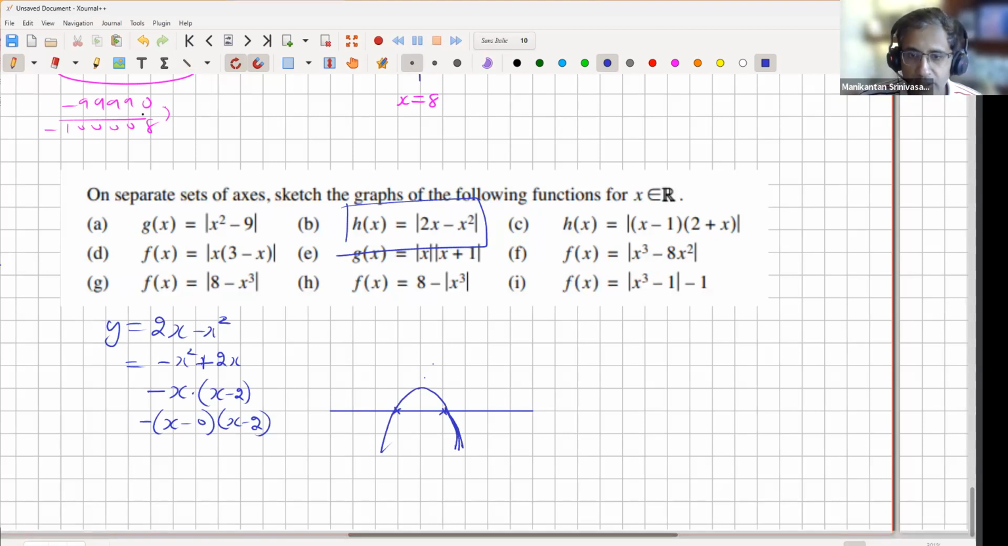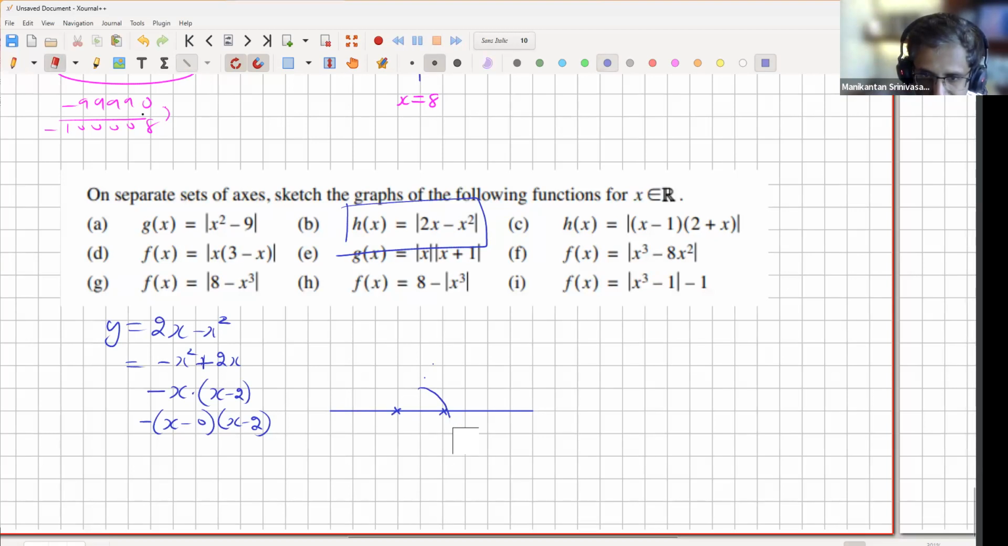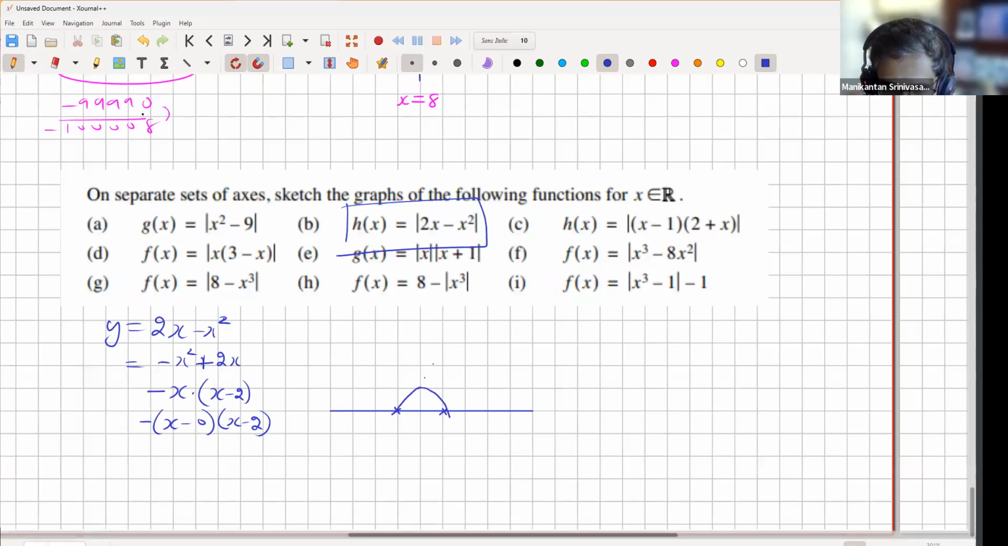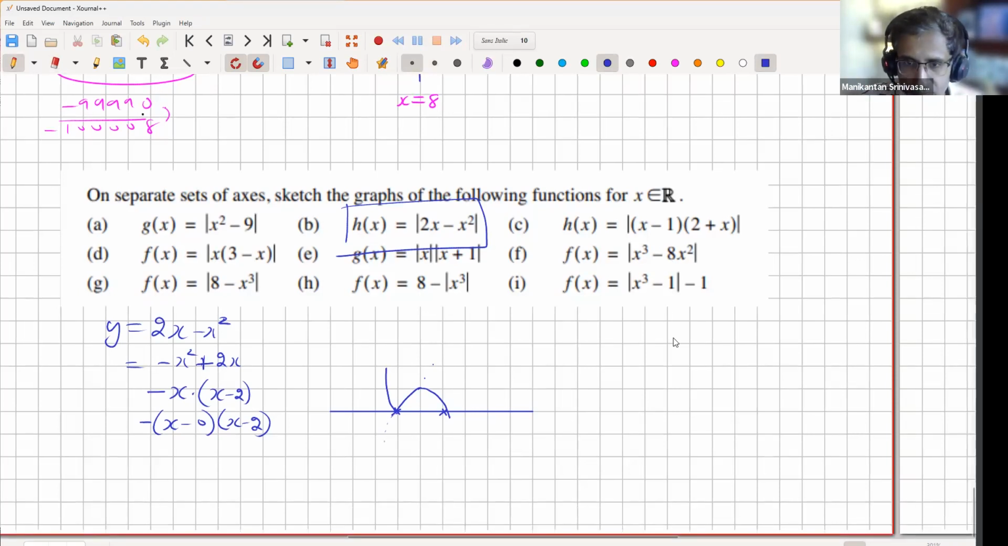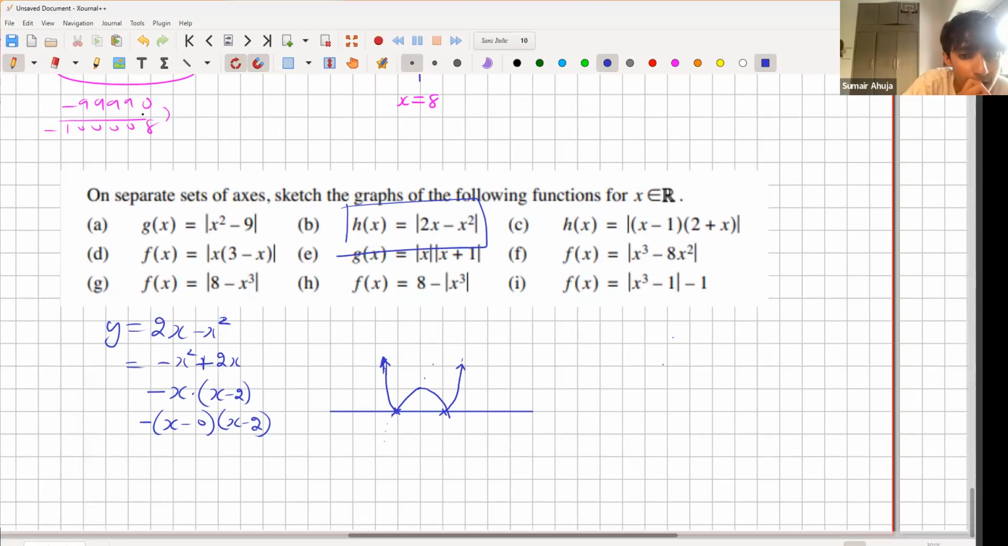Right? So this is without the modulus. Now with the modulus, all we have to do is the portion where the y value is less than 0 gets reflected upwards, right? So the portion which is here, on the bottom, got reflected. The portion which was below here also got reflected up. Right? Not this way, but this way. So this will go all the way till infinity, like you said. Does it make sense? Yeah. Okay.